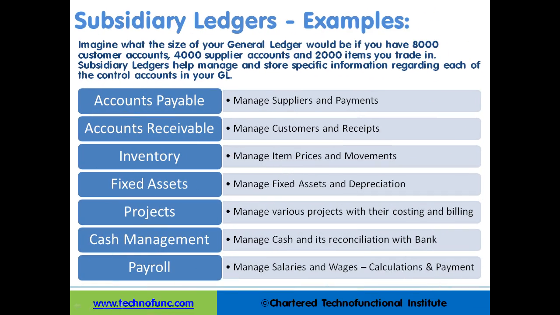Slide for example of subsidiary ledgers. If a company does not maintain the subledgers and keeps all the information in the general ledger, imagine what will be the size of your general ledger if you have 8,000 customer accounts, 4,000 supplier accounts and 2,000 items you trade in. On an average you enter into 5,000 different transactions with your suppliers and customers who are spread across the globe. Looks scary. Subsidiary ledgers help manage and store specific information regarding each of the control accounts in your GL.